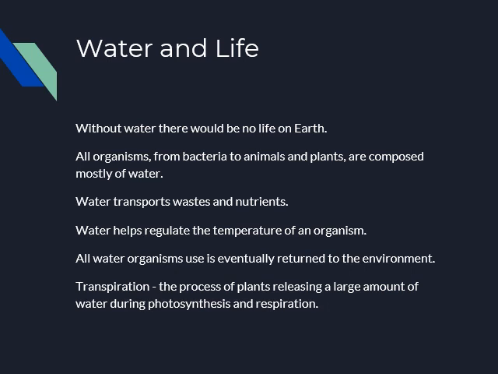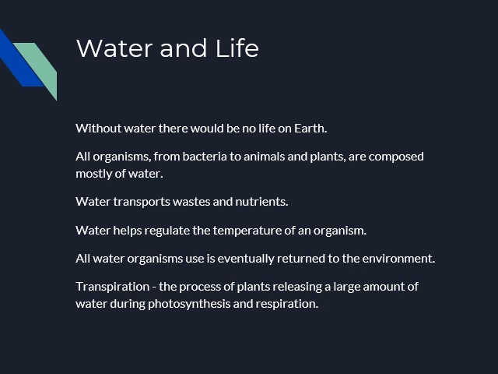All organisms, from bacteria to animals and plants, are composed mostly of water, and we use it to transport waste and nutrients both in plants and organisms. Plants use sap to move nutrients from the soil up into their leaves. Humans use blood to move wastes and nutrients around.